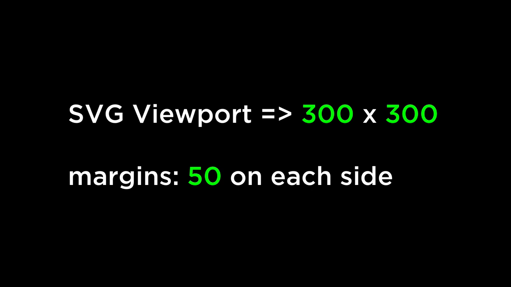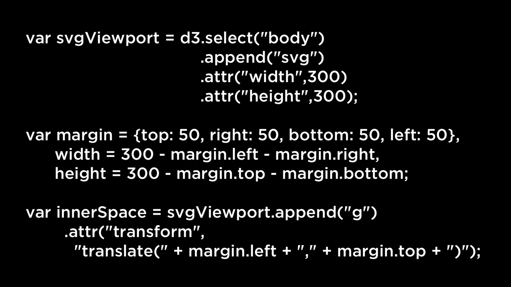SVG viewport and margins. To make the data visualization fit into the screen so that we can show the Chrome Developer Tools, we choose the SVG viewport dimensions as 300 by 300. Then we choose the margins of 50 on each side to give plenty of room to the chart and the axis we will draw. The SVG viewport and margins will then help define the inner drawing space. Having decided on the SVG viewport dimensions and margins, JavaScript variables and selections are defined so that we have the viewport, the margins object, and the inner space.